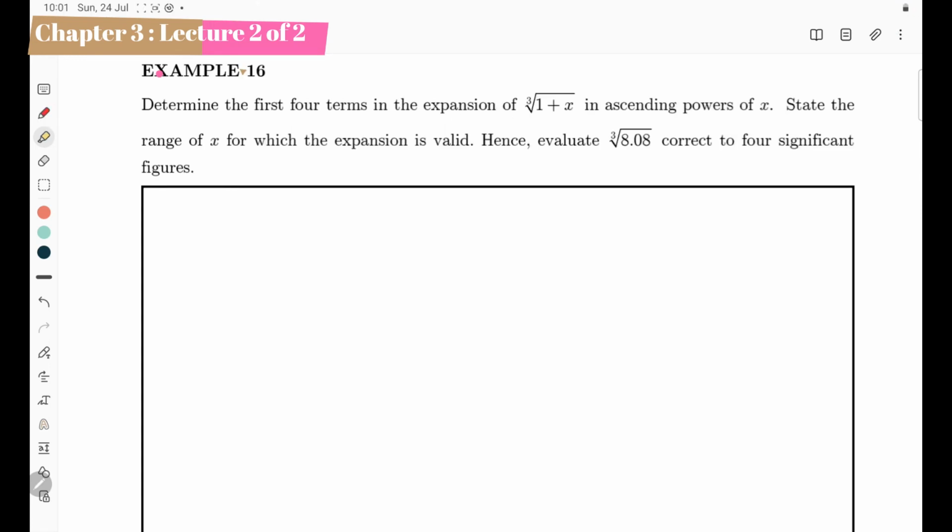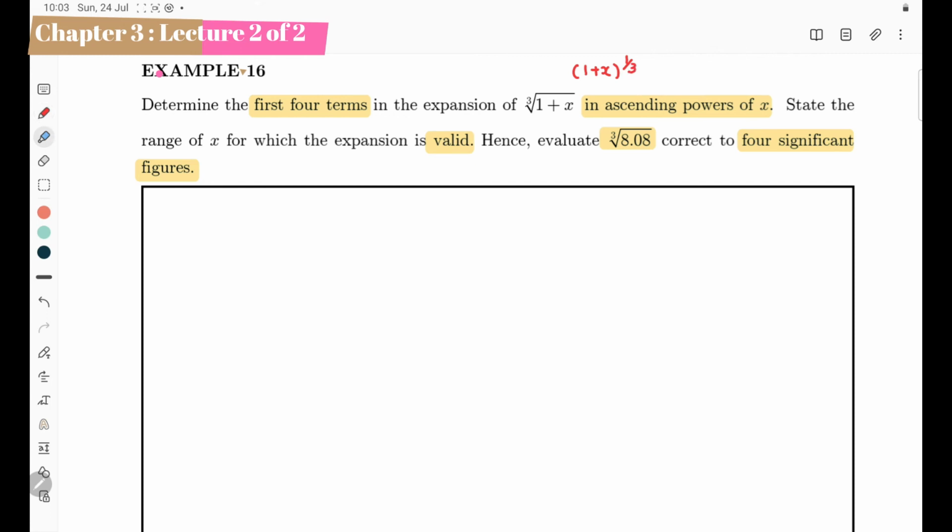Example 16. Determine the first 4 terms in the expansion of cube root of 1 plus x in ascending powers of x. State the range of x for which the expansion is valid. Hence, evaluate cube root of 8.08 correct to 4 significant figures. First, we have to expand cube root of 1 plus x, which can be written in the form of 1 plus x to power 1/3.